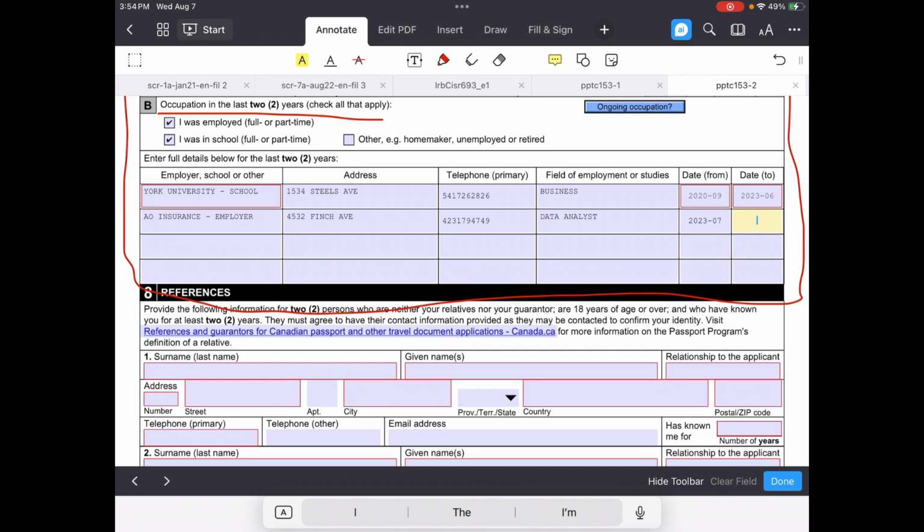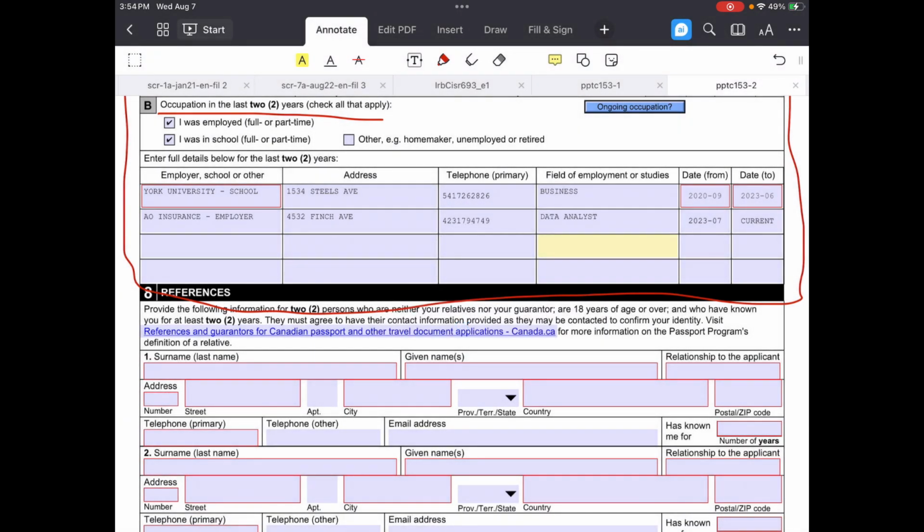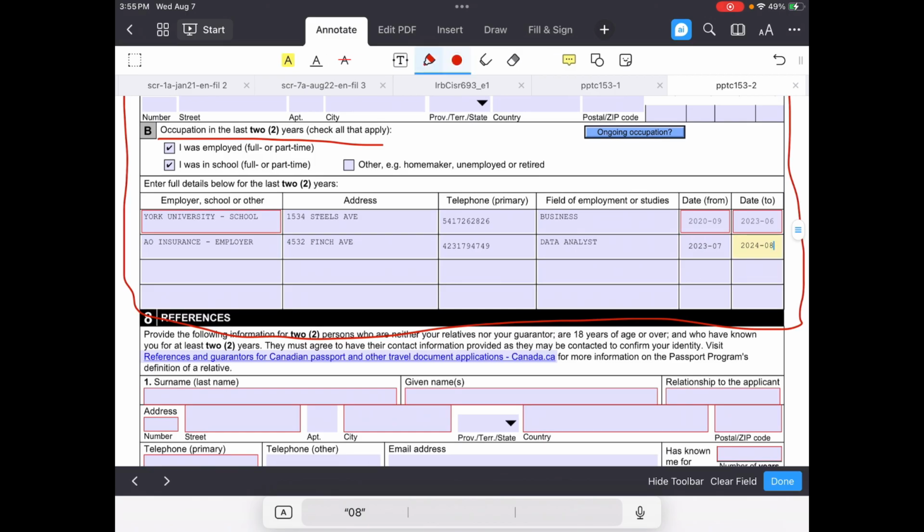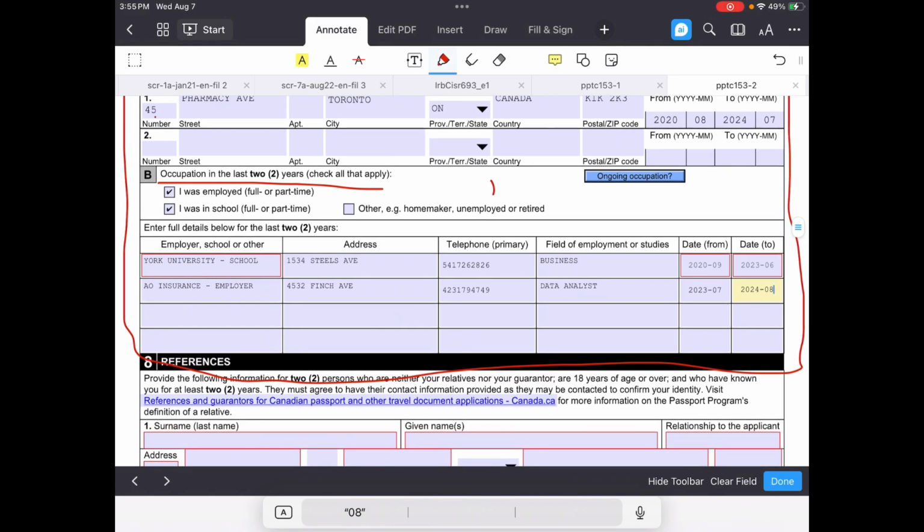To, let's say, 2024. I can't write current, because if I do that, then I'm gonna get an error. Just make sure to include the month, the current month. If you're still working here, you're just gonna give the year and the month that we're in. In this case, it's August. We're just gonna say 2024 August. So this is all I've done during the last 2 years.